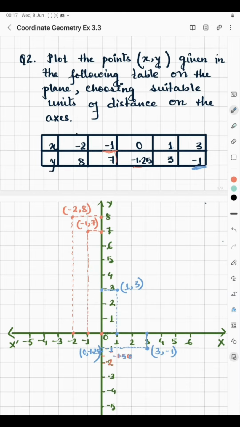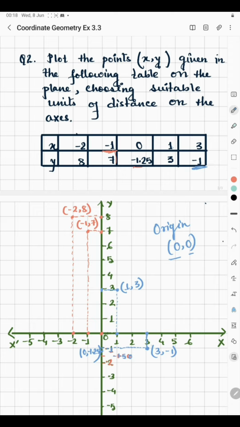So this is how we plot the points on the Cartesian system. Here we have the two axes. The horizontal axis is known as the x-axis. The vertical axis is known as the y-axis. And the two axes meet at the origin, and the coordinate of the origin is 0, 0. Here the value of x is 0 and the value of y is also 0.